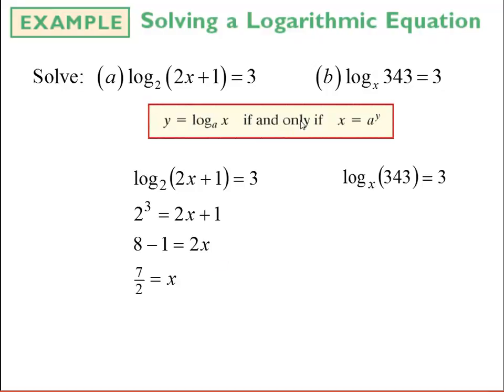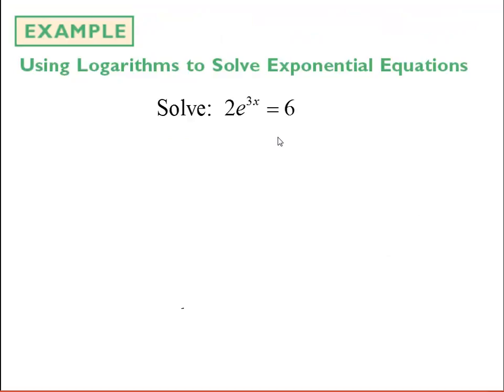All right, and then the second example, we have log base x of 343 equals 3. If I rewrite this logarithm, I'm going to have x raised to the power of 3 equals 343. And now solving this equation, I'm going to have to cube root the left-hand side and cube root the right-hand side. So I find out that that would be x equals 7.